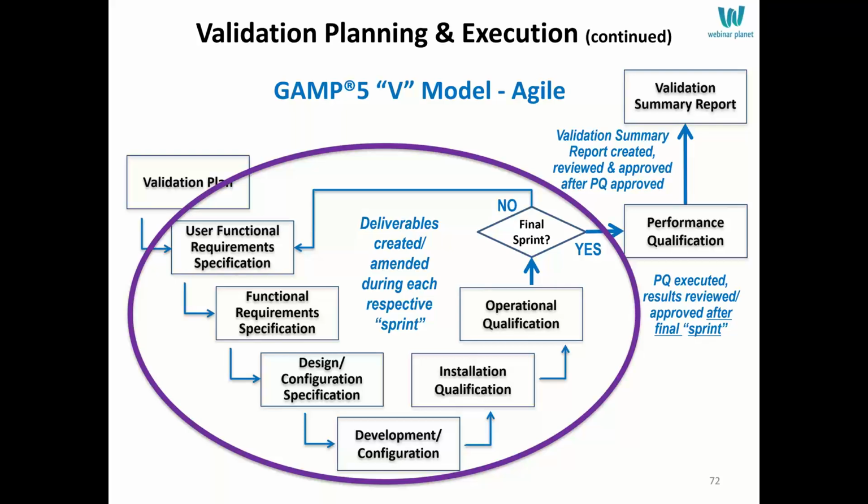In the case where they're incrementing, this would represent one iteration of an update from a vendor. The vendor gives you a new release. You go through the process of taking what they gave you in the new release. They've already done the design, the development, installed it, operationally tested it. Now it's up to you to do the performance qualification on it.